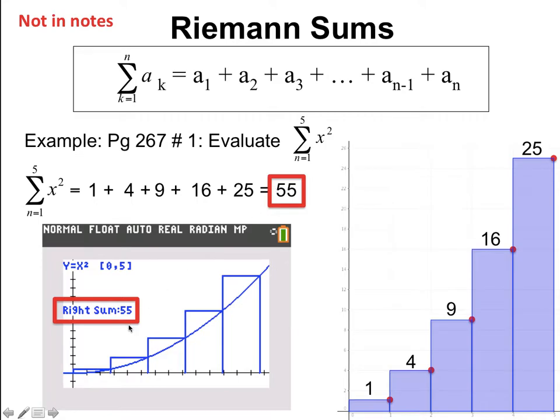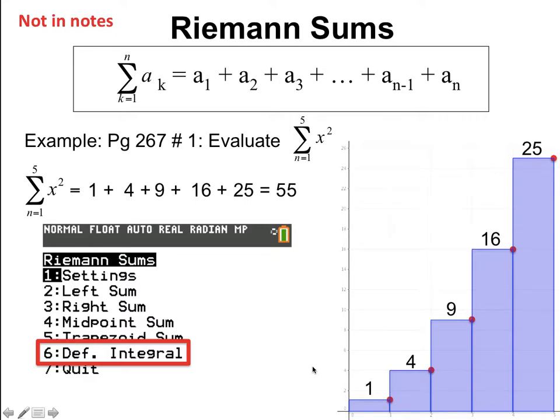Right sum is 55. So the rectangular approximation, the R-RAM, is 55, and that follows a Riemann sum algebraic pattern. And so we can see that the Riemann sum and the rectangular approximation are one and the same, which is why we use the terms interchangeably.